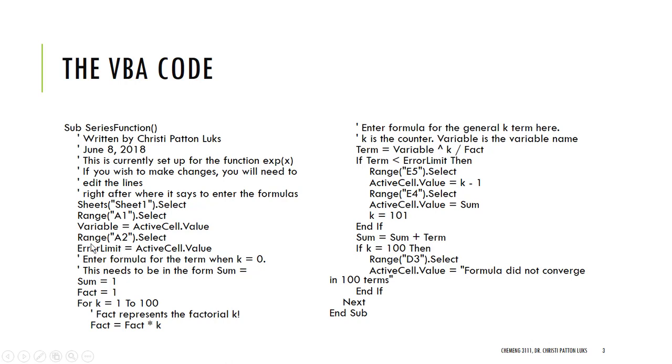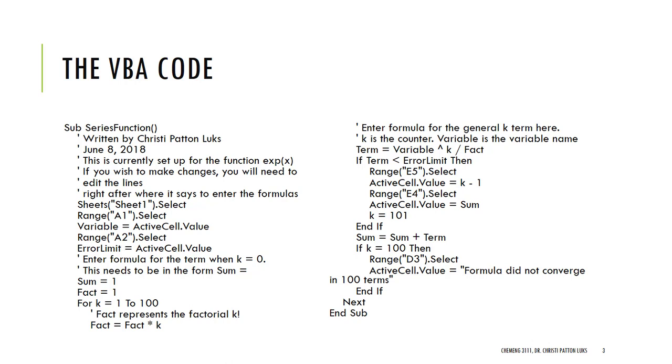Then I'm going to go to the cell below it, A2, and I'm going to select that one, and in that one I'm going to have the error limit. So this is how many terms do I need. Instead of identifying the number of terms, I'm going to say, what sort of precision am I looking for?